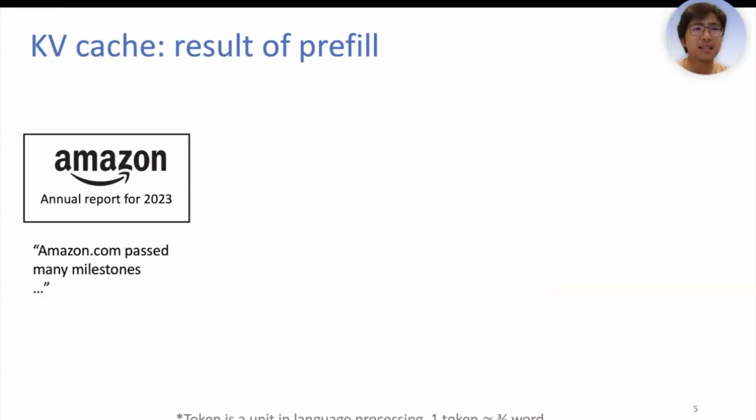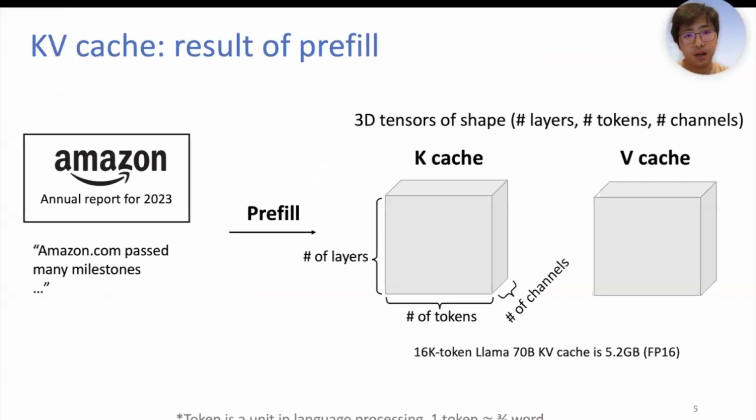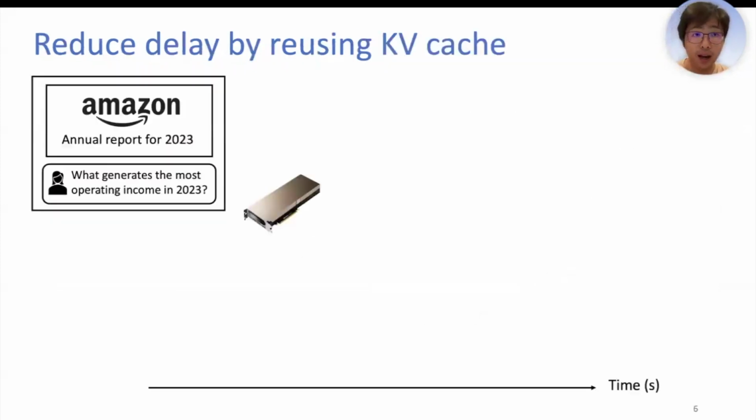So what does this lengthy prefill do? It actually produces something called a KV cache, which is two 3D tensors of shape: number of neural network layers, number of tokens, and number of channels. Tokens here means a unit in language processing, slightly less than a word, and channels are hidden states of a neural network. Luckily, we can reuse this KV cache and reduce the prefill delay.